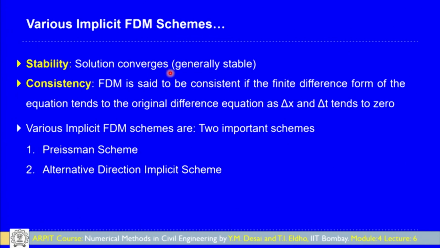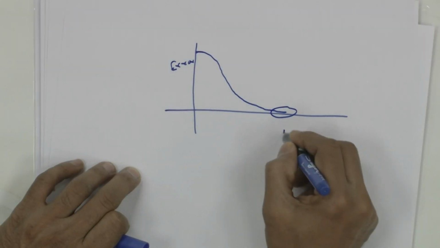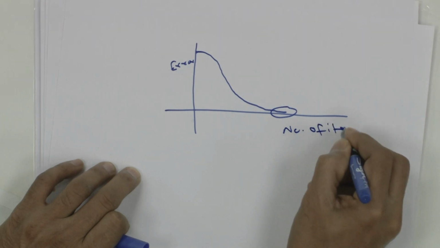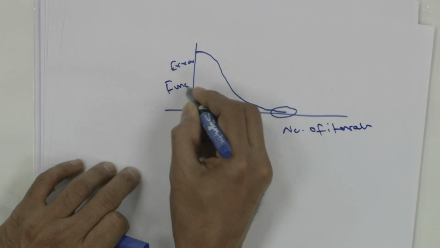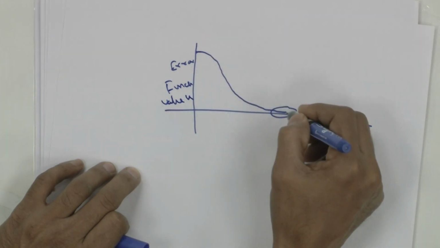Stability means the solution converges without any divergence. The error will keep on decreasing, and finally we will have a converged solution. For example, in this figure, if this is the error, the error will keep on decreasing like this and then converge. Here the axis is the number of iterations, and this is the function value which we consider, like u or whatever it is. It will be decreasing and then converging.